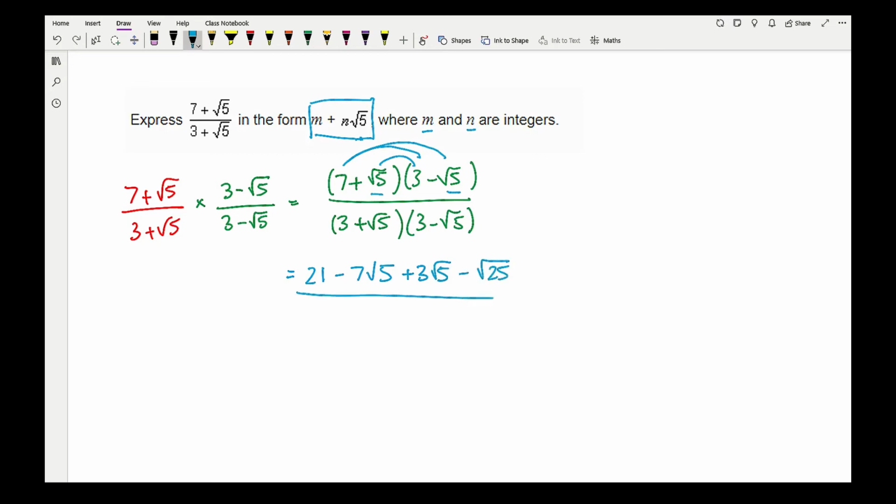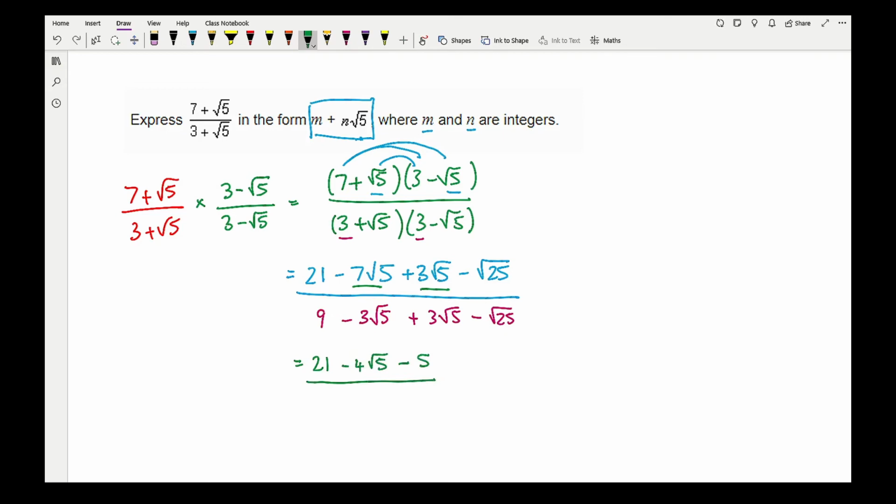And that's all going to be over, and then expanding the bottom, I've got 3 times 3, which is 9, and then I've got minus 3 root 5 plus 3 root 5 minus root 25. Now going on to simplifying all of this, so here I've got 21. I've got 7 root 5 plus 3 root 5, which is minus 4 root 5. And I've got root 25, which is just 5.